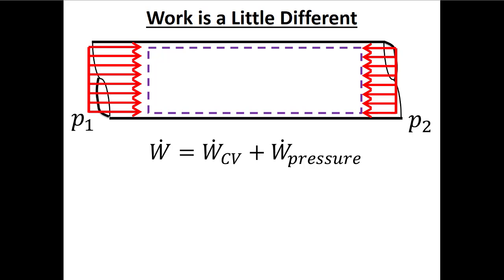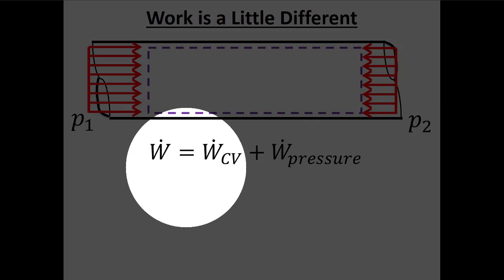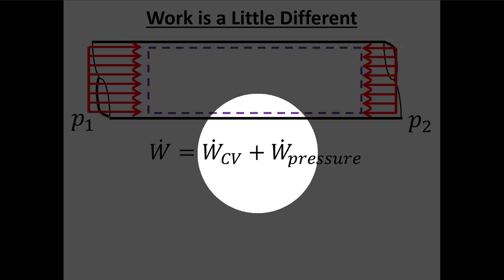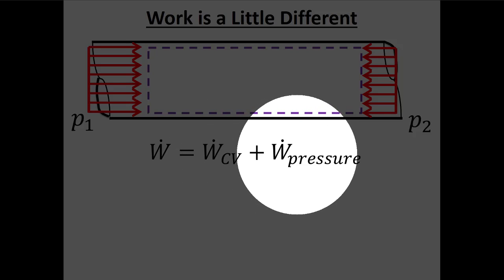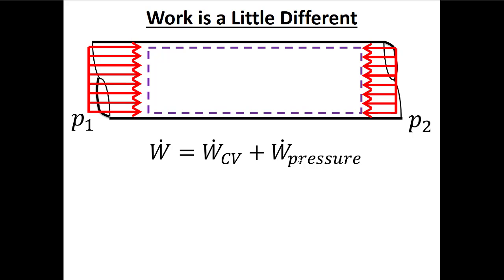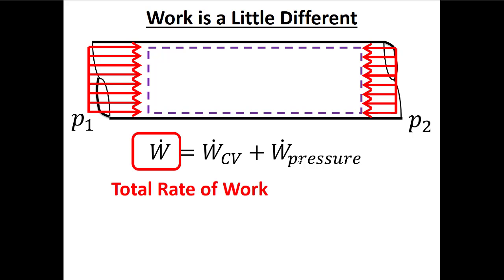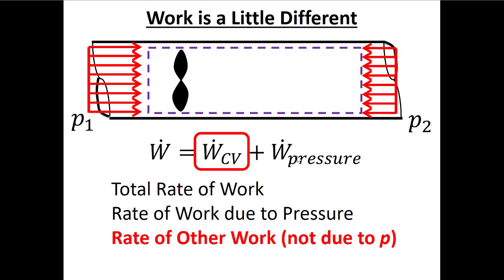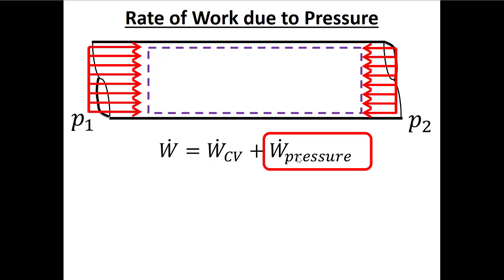So here, if we look at this total work, or the rate of work, or the power, this is going to be the power from whatever fan blades we have in the system, plus this sort of pressure work, or the rate of pressure work across our control system, right? So this W dot term is the total rate of work. W dot from the pressure is the rate of work due to pressure, because there's this pressure difference on opposite sides of our control volume. And then the rate of other work not due to pressure, right?